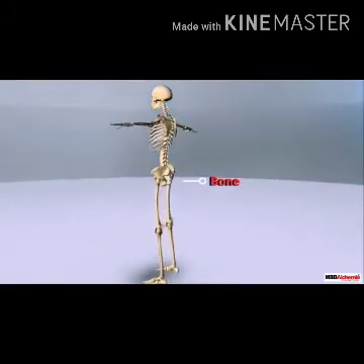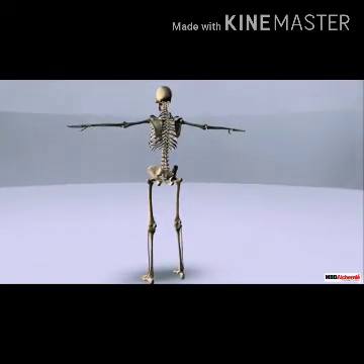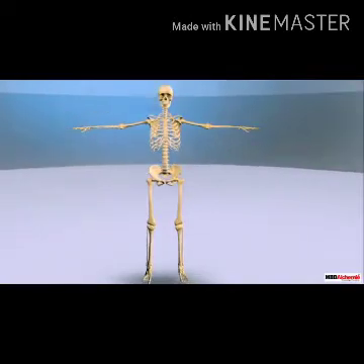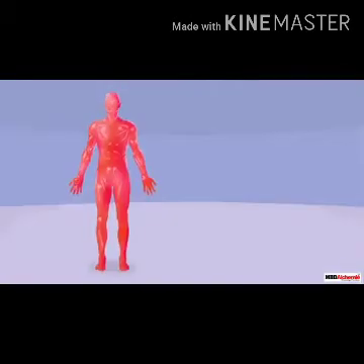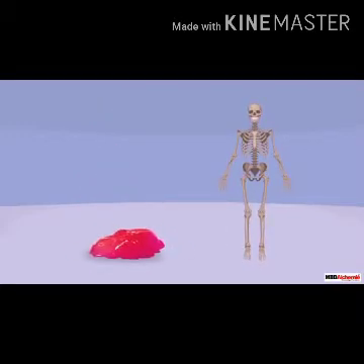A human body is made of a number of bones. Together, these bones form a framework that gives shape to our body. This framework is the skeleton. A body without a skeleton will appear like a jelly that has no shape of its own.